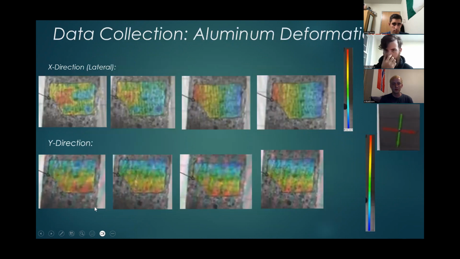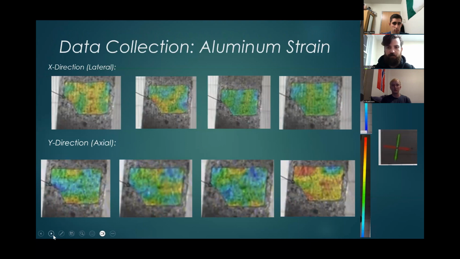If we go on to the next slide, this is our aluminum deformation. You can see that the aluminum sample we had is a much more compact area, which, as you'll see in the strain, leads to a much less refined definition of where our strain is happening. Here we can see our lateral strain mostly non-existent. We see a little hot spot at one point. Our axial strain, we see basically the entire measurement area lighting up at our maximum point, which is not what we should be seeing. We should be seeing layers.